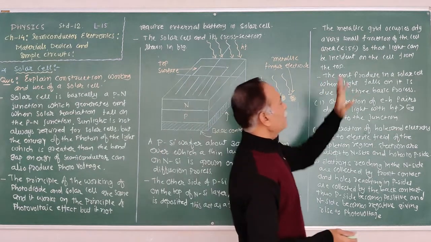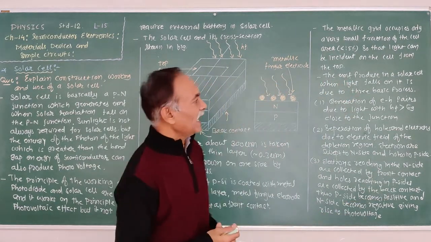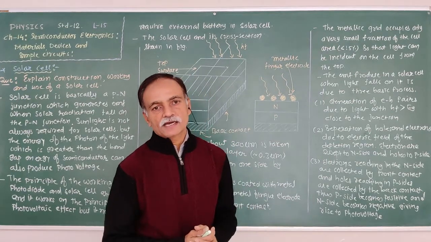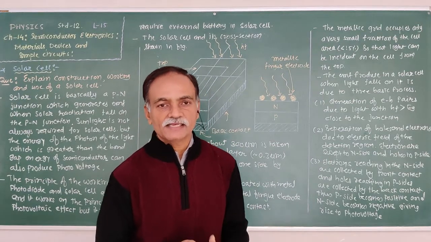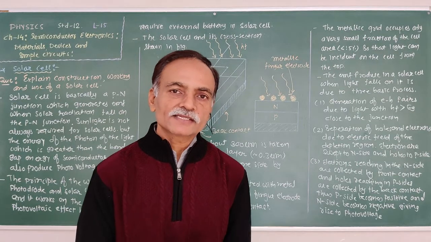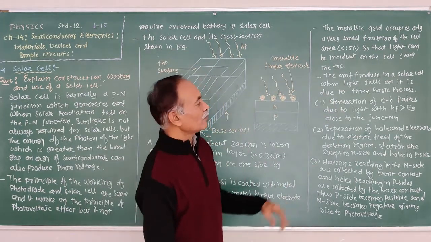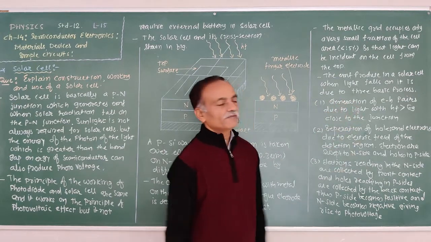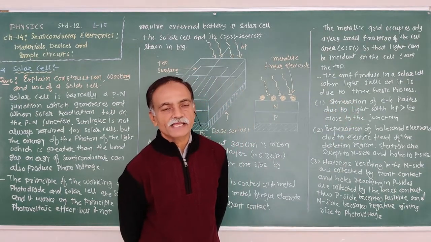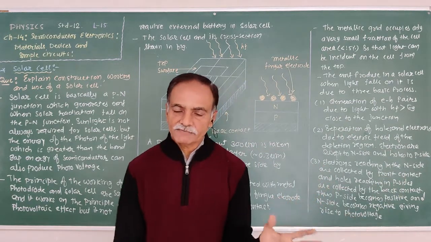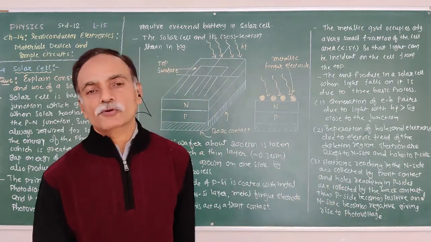The EMF is produced in a solar cell when the light falls on it, due to three basic processes. How is the EMF produced in a solar cell? It is divided into three basic processes. One is the generation of electron hole pairs due to light with hν greater than Eg close to the junction. We already discussed these three basic concepts in the photodiode.